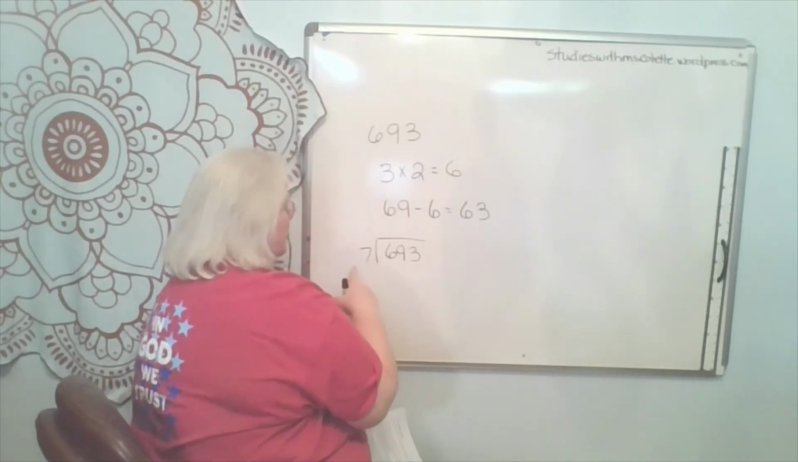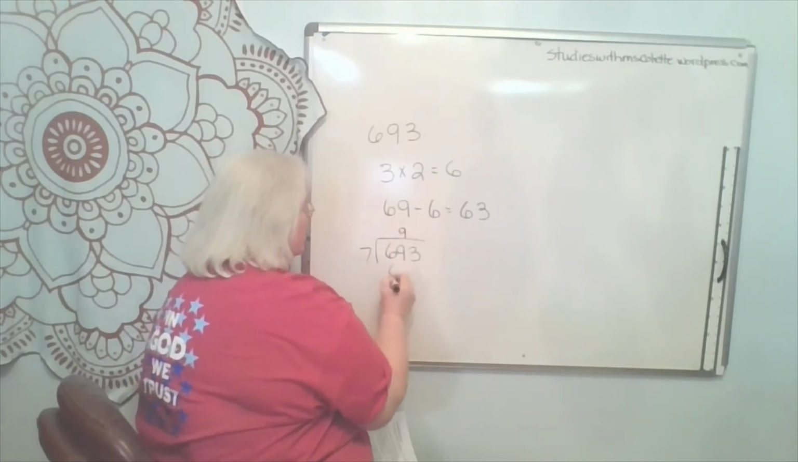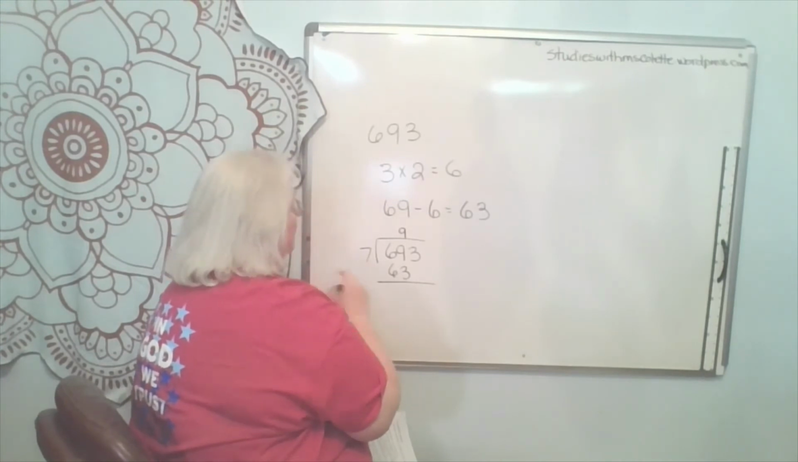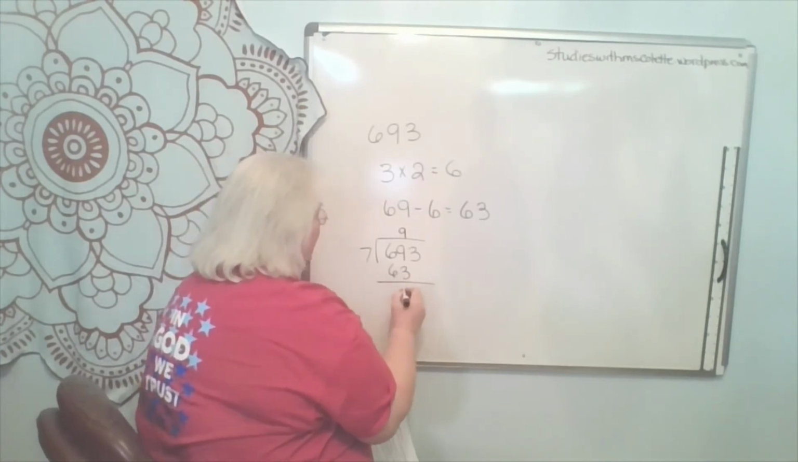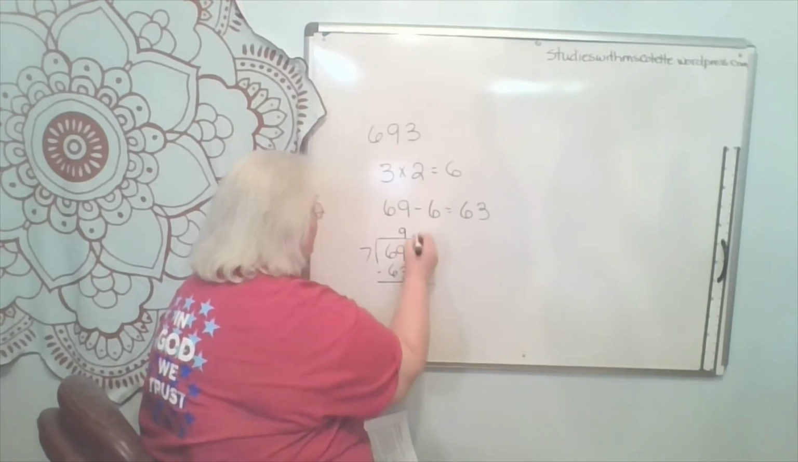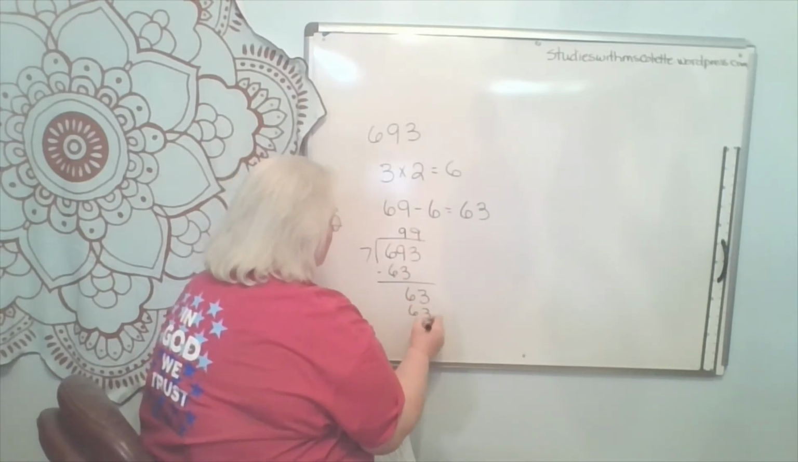Okay, so it's going to go into it 9 times, which is 63. Oh, okay. And then we subtract, and we get a 63, so it's going to be 9 again.